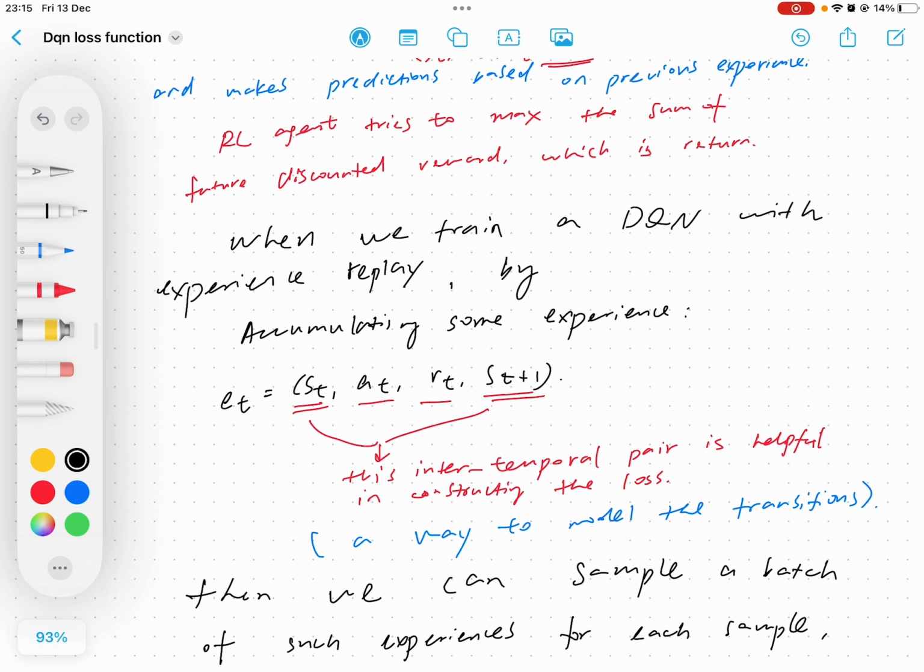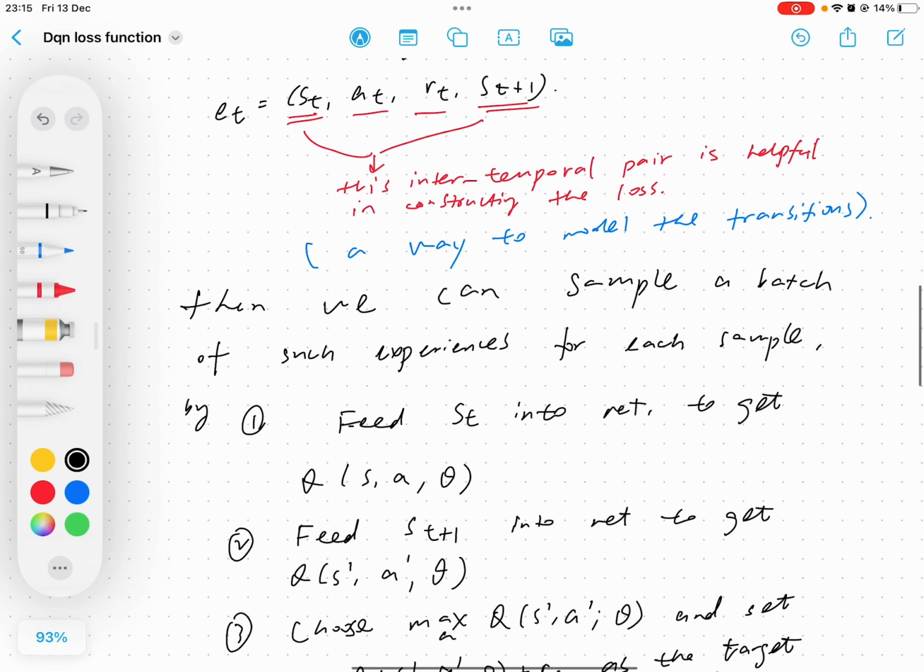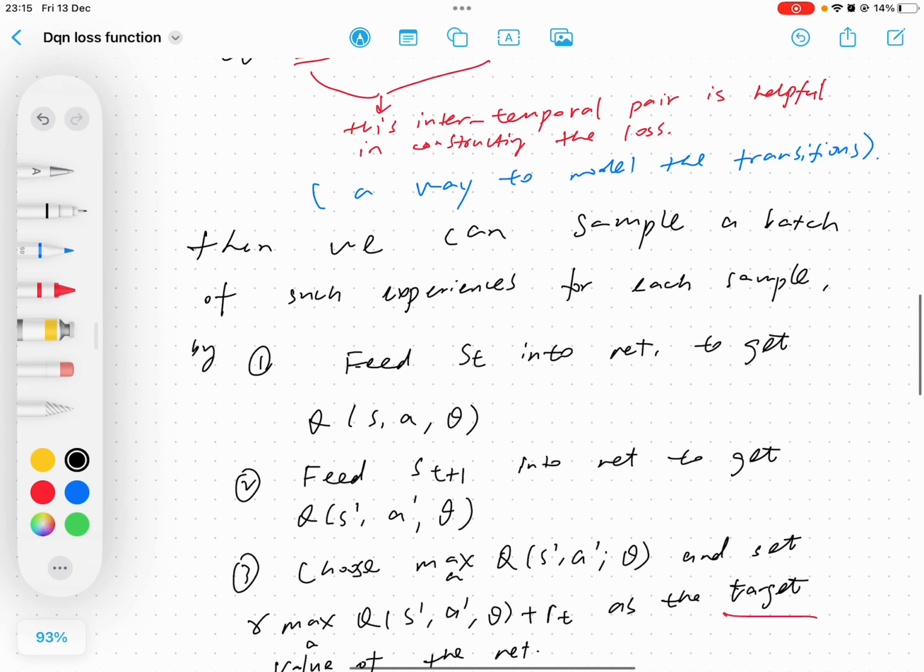Okay, good. And this will be a way, as we mentioned, to model the transitions, right? Because those are not directly observed by the agent. Okay, so good.